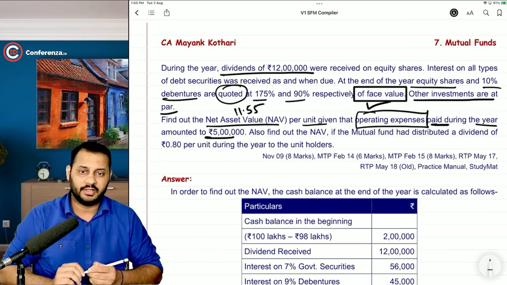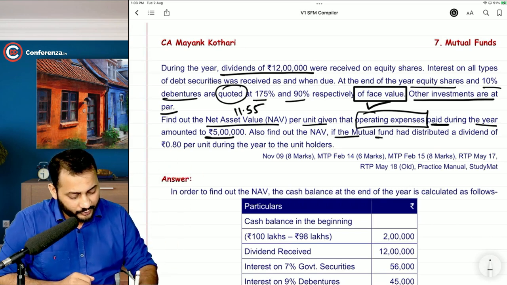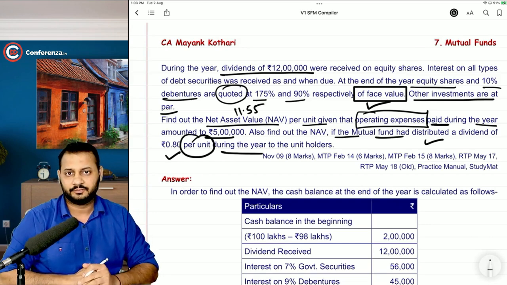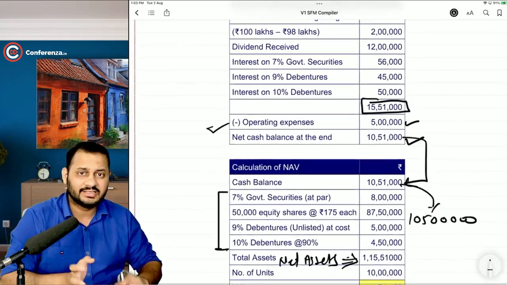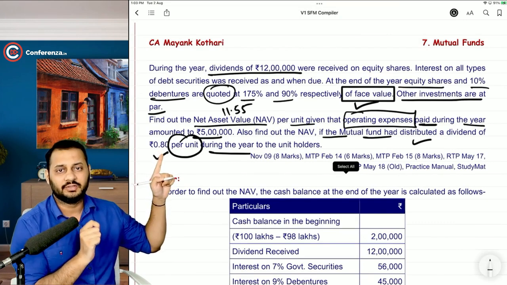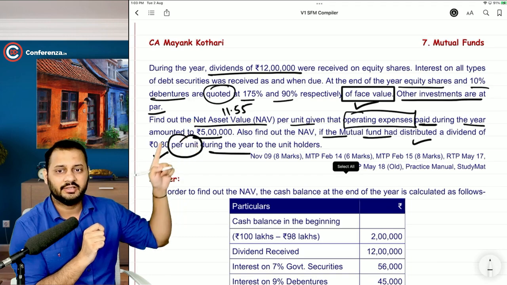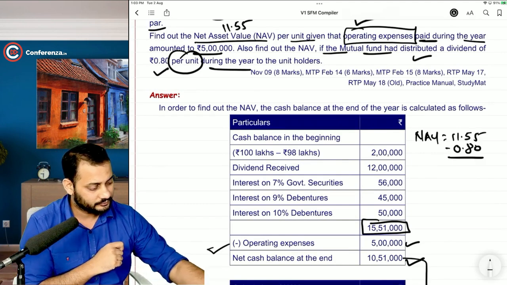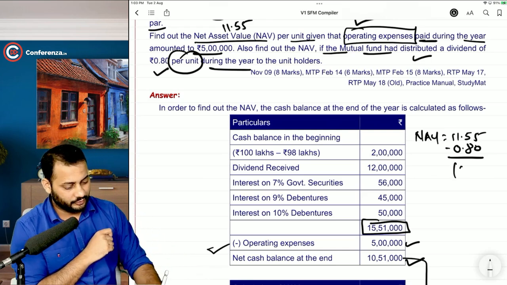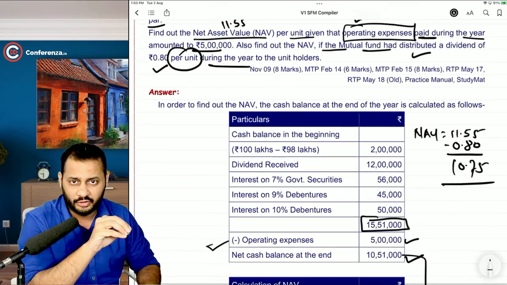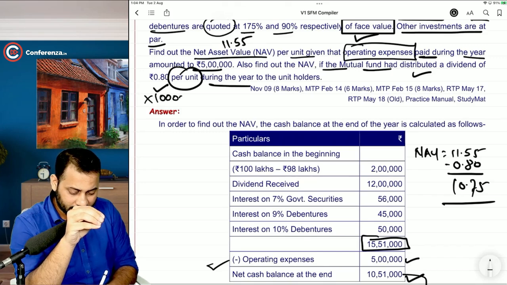Now let's come to the second part. Also find out the NAV if the mutual fund had distributed a dividend of 0.80 per unit during the year. And it's very simple. If they are distributing something, then the cash balance per unit will get reduced by 0.80. 11.55 is also per unit. This is also per unit. You can calculate the new NAV as 11.55 minus 0.80, which will come to 10.75 directly. Otherwise also, if you go with the logic, 0.8 into 10 lakhs is the number of unit.